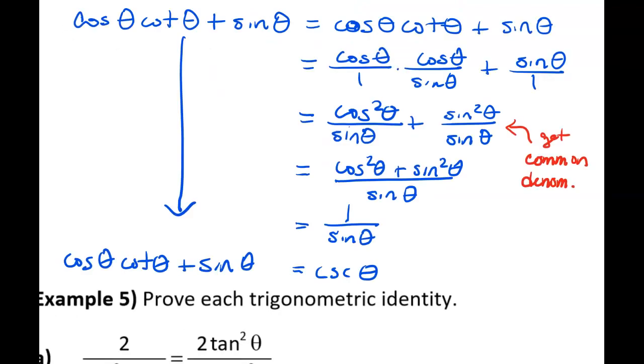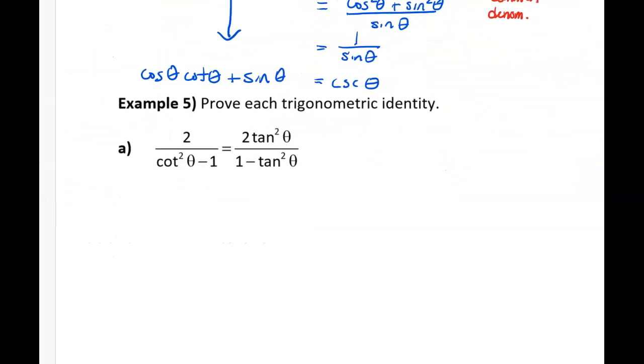Here's a proof. We can take and rewrite cosine times cotangent as cosine squared over sine, and then we have a sine of theta to add to that. The only way that we can add those together would be to get a common denominator. So we'll need to get a common denominator of sine, and then adding the numerators we get cosine squared of theta plus sine squared of theta, which just happens to be 1, and then 1 over sine theta is equal to cosecant of theta. Alright, let's move on to another type.